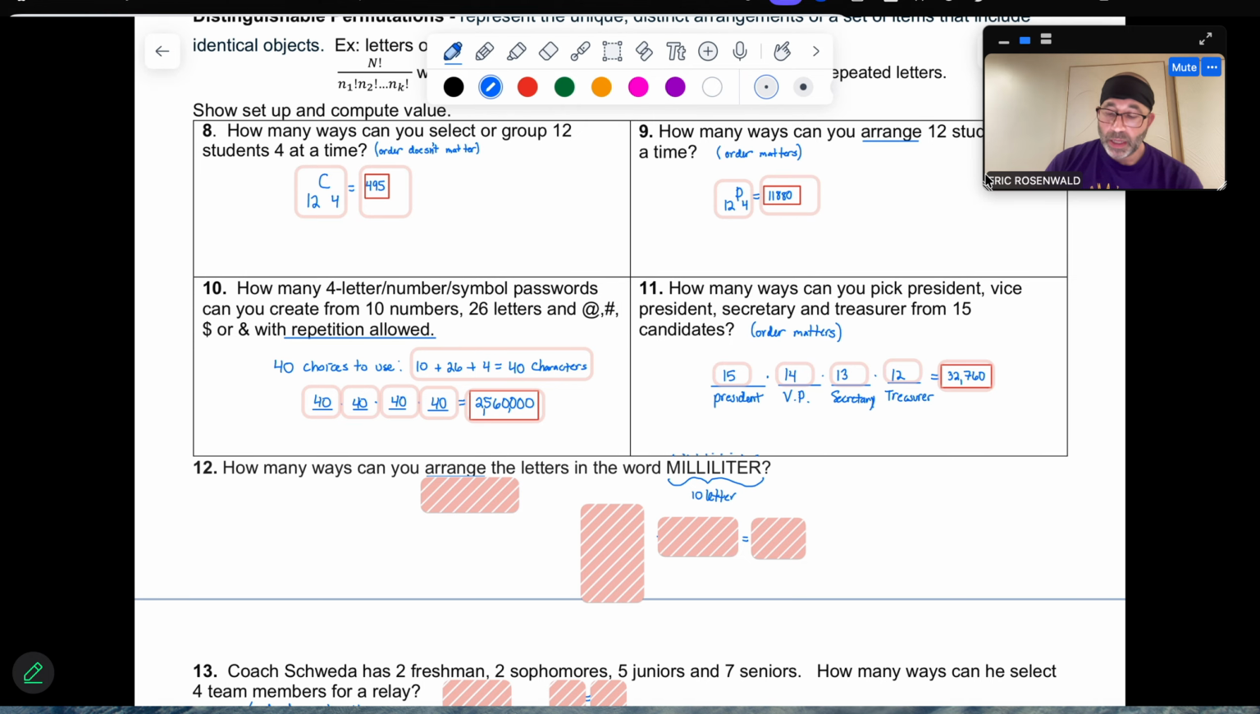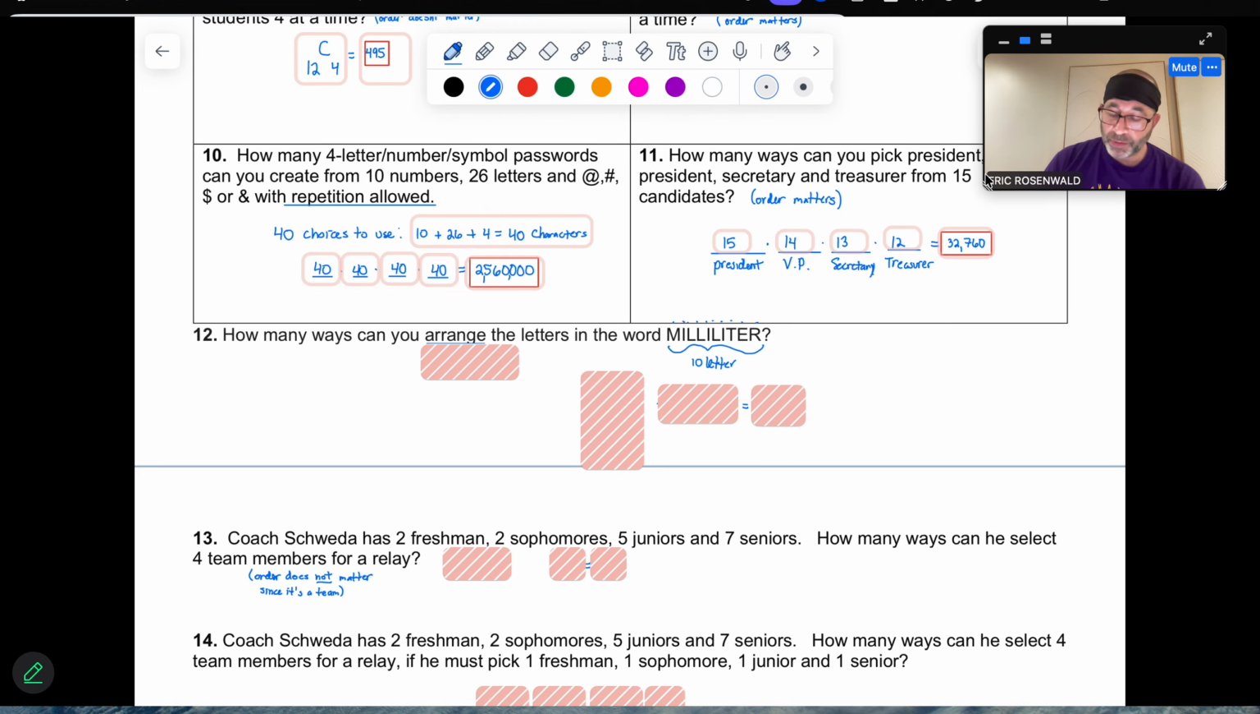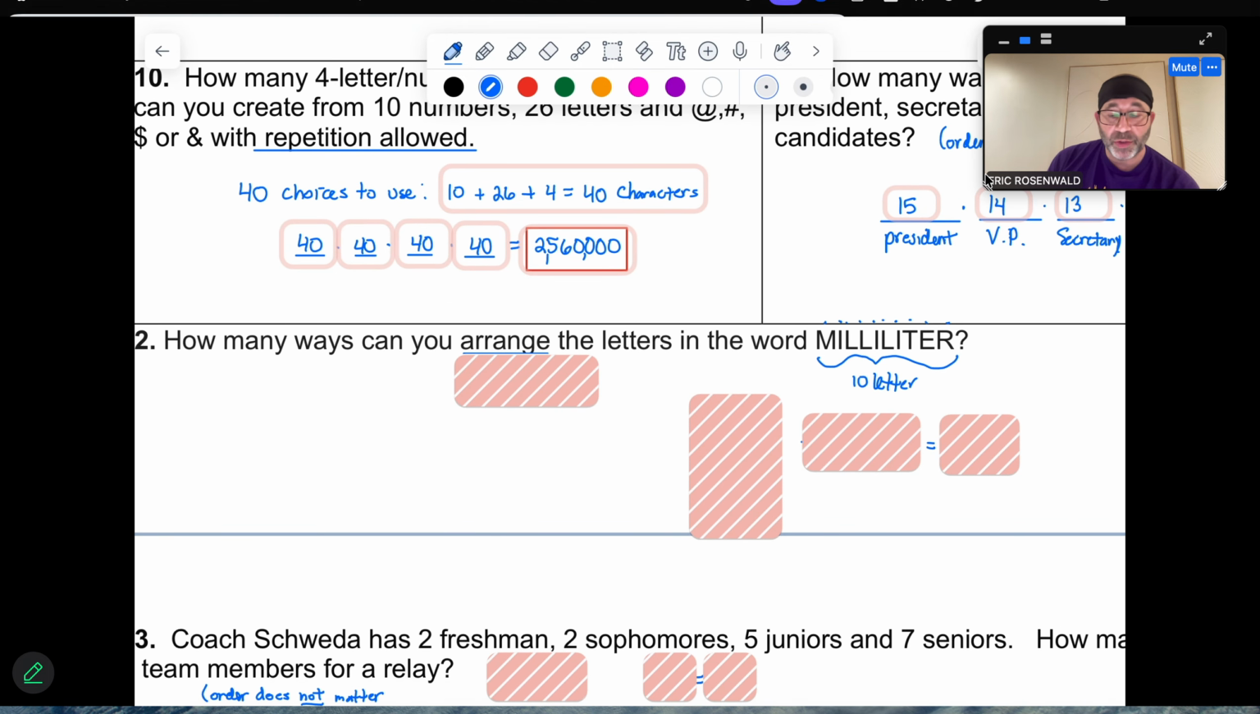All right. Last question here, number 12. How many ways can you arrange the letters in the word milliliter? Well, in this case, order matters because when we look at this, we have an L here and an L here. There's 3 L's going on here. If I rearrange those, I can't tell that I rearranged those. So we call this a distinguishable permutation.